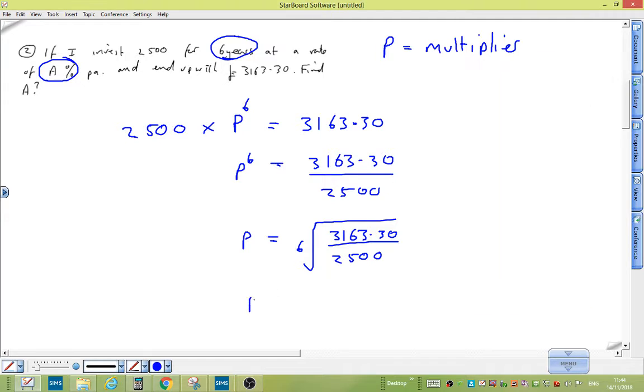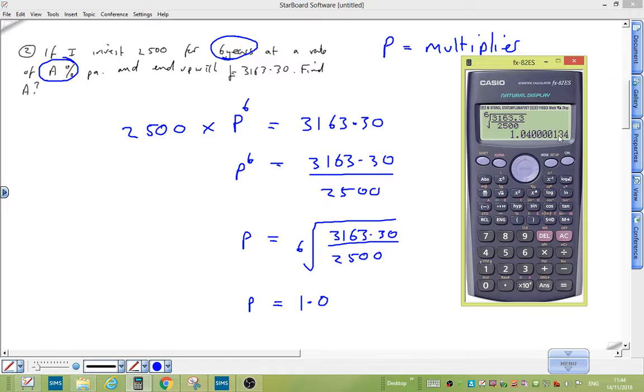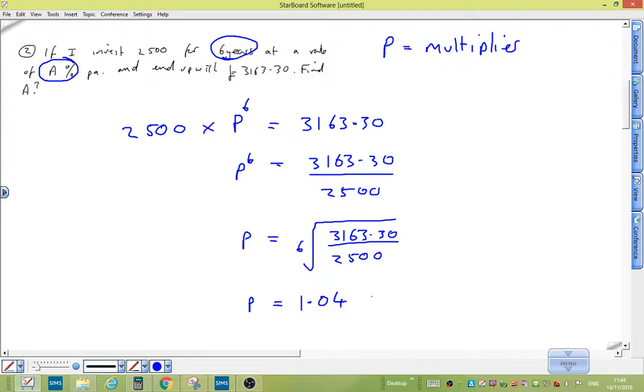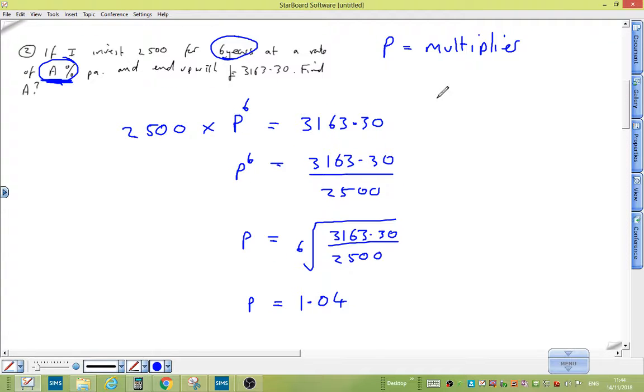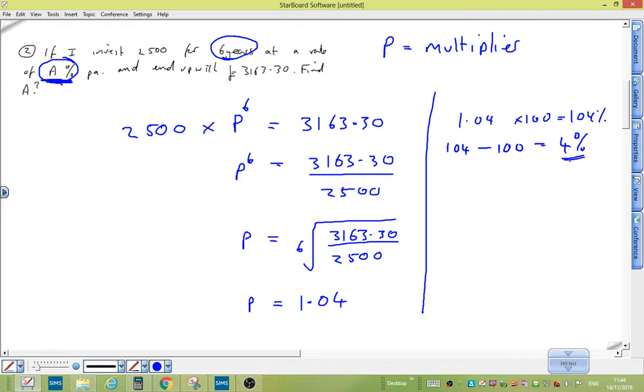And it gives us P is equal to 1.0, and it is 4 with loads of zeros. So I'm going to say 1.04. That's the multiplier. To undo the multiplier to give you the actual rate you're growing with, I need to times that by 100, or you can just spot it. I need to do 1.04 times by 100 gives you 104%, and therefore 104 take away 100 gives you what you can see. But you can observe that anyway. You could have just written that. The answer is 4%. Who did get that right?